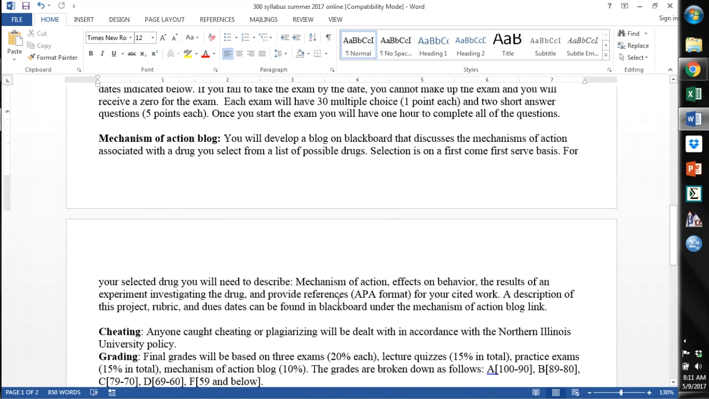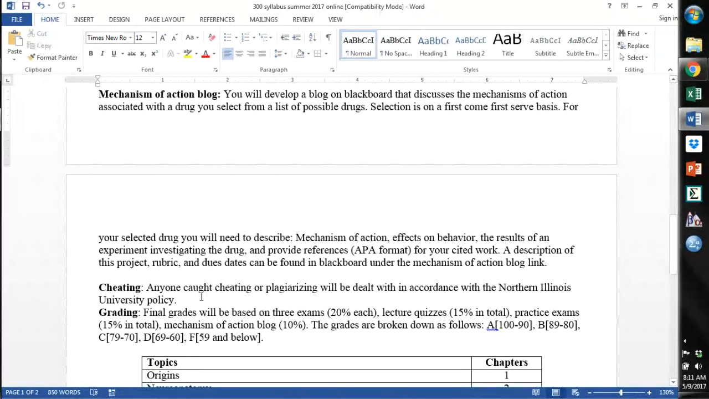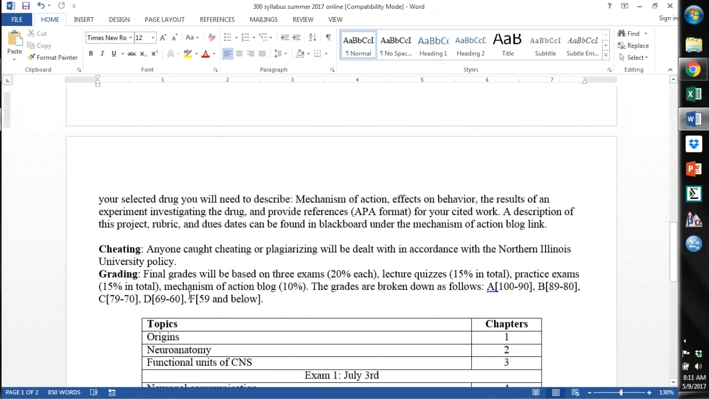You'll also want to include your references in APA format. I've also included a link in there so that you'll be able to see what APA format looks like for your references. It's critical to include the journal title as well as the volume and page numbers. A full description of this project, rubric, and due dates can be found in Blackboard under the Mechanism of Action blog link. Anyone caught cheating or plagiarizing in any component of the class would be dealt with in accordance with Northern Illinois University policy.